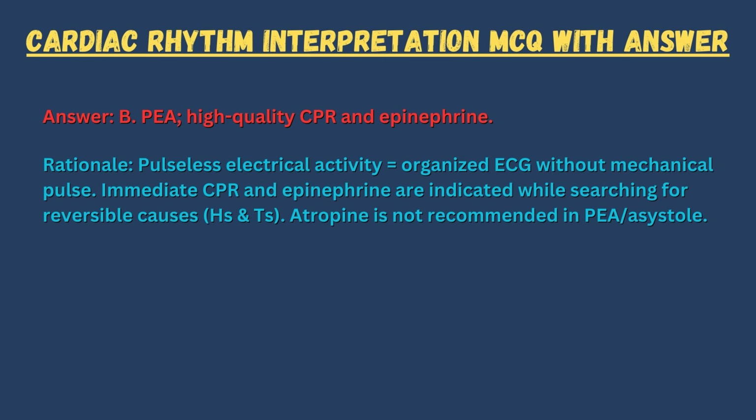Answer: B. PEA, high-quality CPR and epinephrine. Rationale: pulseless electrical activity equals organized ECG without mechanical pulse. Immediate CPR and epinephrine are indicated while searching for reversible causes, the Hs and Ts. Atropine is not recommended in PEA/asystole.